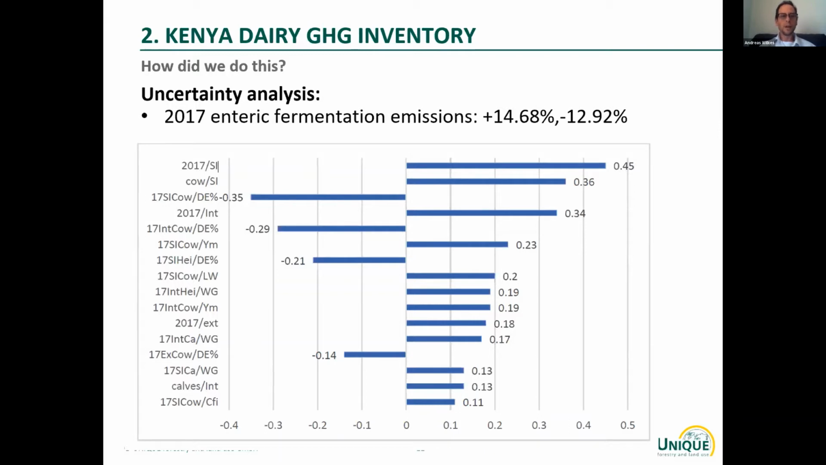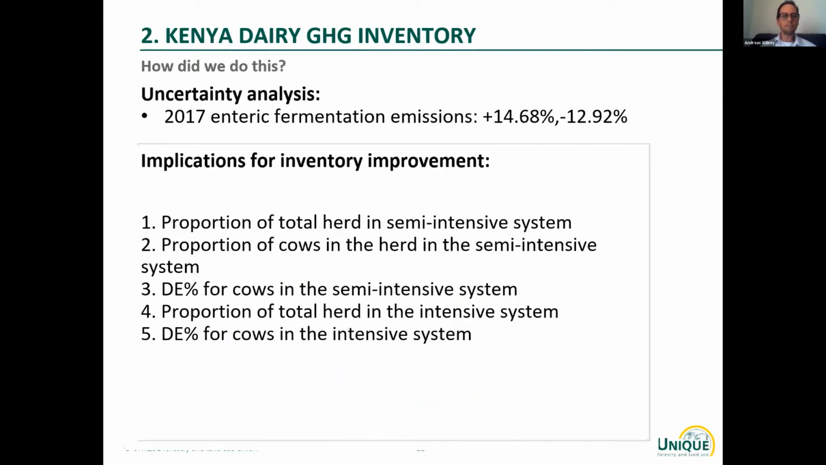So we know going forward, we need to focus on finding better ways to get more accurate but also representative data on feed diet composition and feed digestibility, as well as live weight and weight gain.